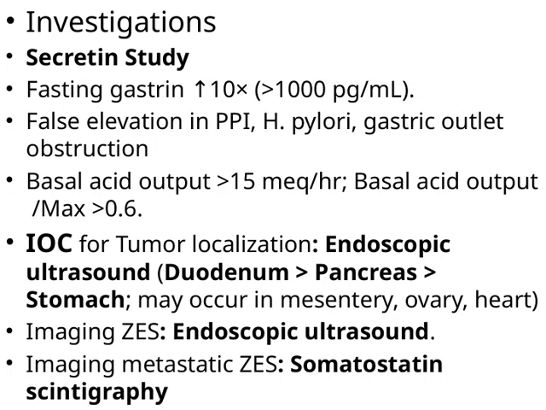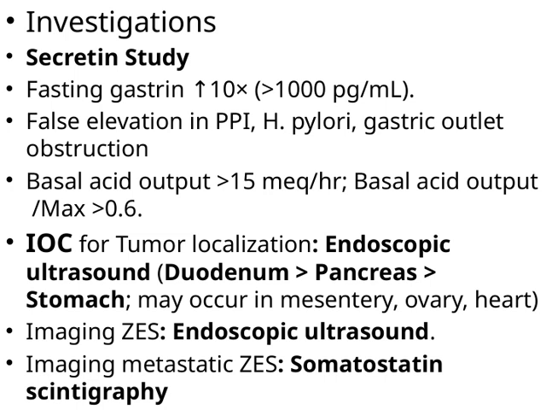Let's talk about investigations used in diagnosing Zollinger-Ellison syndrome. One key study is the secretin test. In this test, fasting gastrin levels typically increase dramatically, often more than 10 times, surpassing 1,000 pg/ml. This is a hallmark of ZES. However, it's important to remember that certain conditions can falsely elevate gastrin levels, such as the use of proton pump inhibitors, or PPI, as well as H. pylori infection and gastric outlet obstruction.